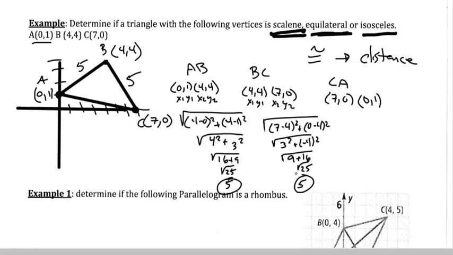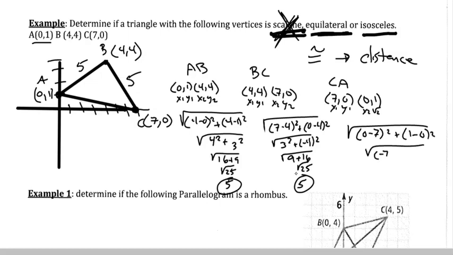So we already know 2 of the sides are 5. If the last one is, then it's equilateral. We already know it is not scalene. x1, y1, x2, y2. Square root of 0 minus 7 squared plus 1 minus 0 squared. Square root of negative 7 squared plus 1 squared. Square root of 49 plus 1. Square root of 50. Does the square root of 50 equal 5? I don't care what it is, but other than that, does it equal 5?